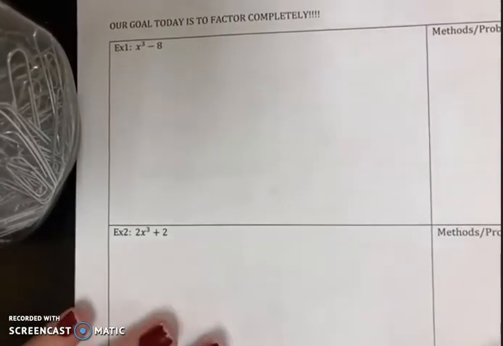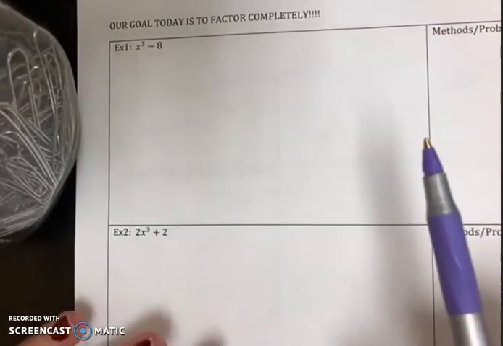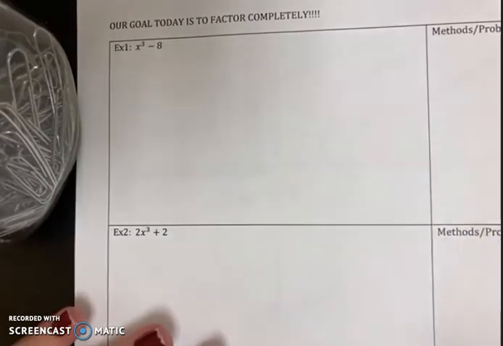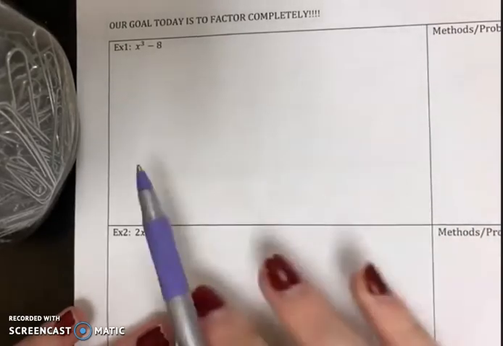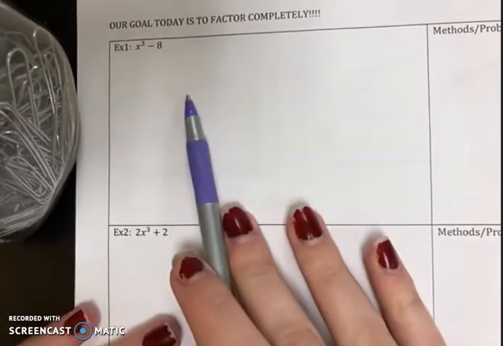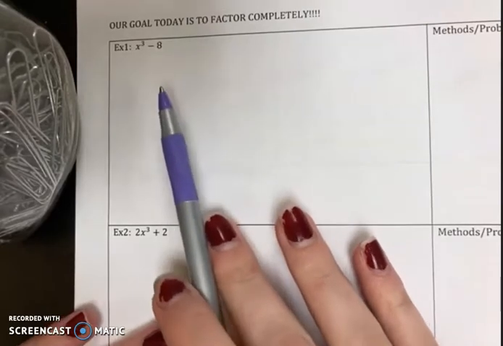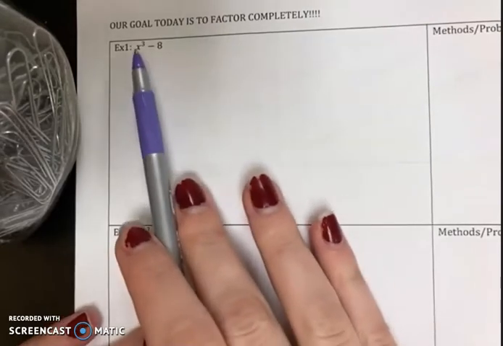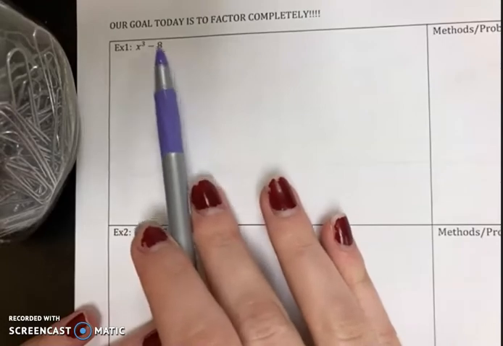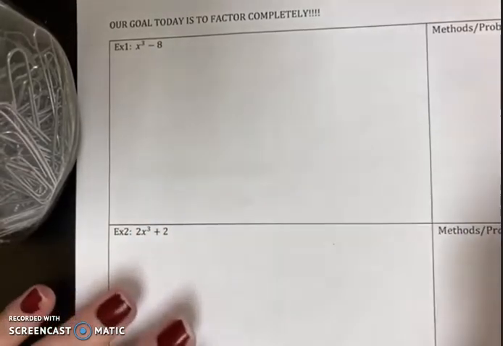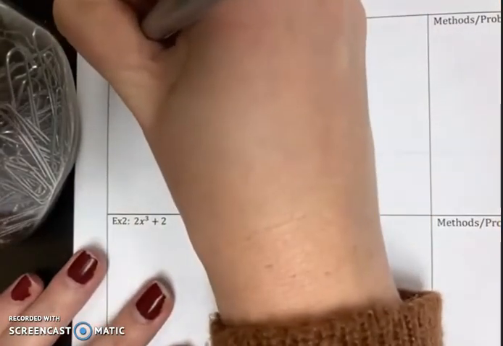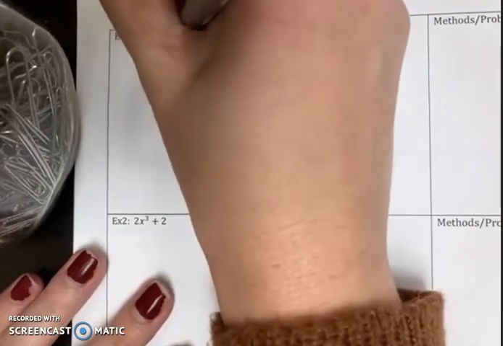We're continuing factoring polynomials. Our goal is to factor completely, so we're going to keep factoring further and further until we cannot possibly factor anymore. Taking a look at example 1, this is clearly a difference of 2 cubes because x cubed would give me x cubed and 2 cubed would give me 8. So A is x and B is 2.